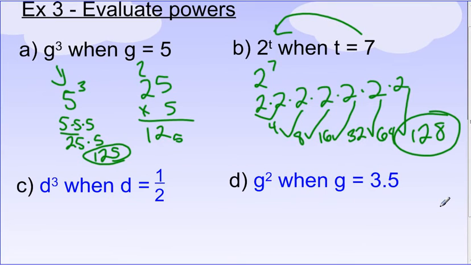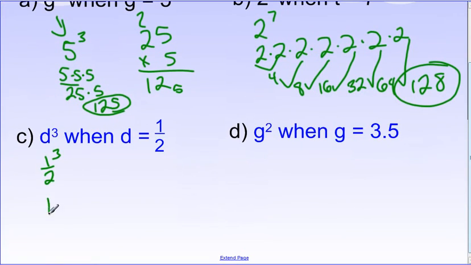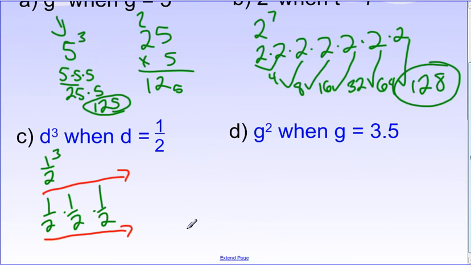Okay? Letter C. Letter C should be d is 1/2. So you'd have 1/2 to the 3rd power. So that's 1/2 times 1/2 times 1/2. And when you multiply fractions, the rule is you multiply straight across. So you multiply the numerators together across the top, you multiply the denominators across the bottom, and then you'd simplify your answer if you can. By the way, that is 2 times 2 times 2. 2 times 2 is 4. 4 times 2 is 8.